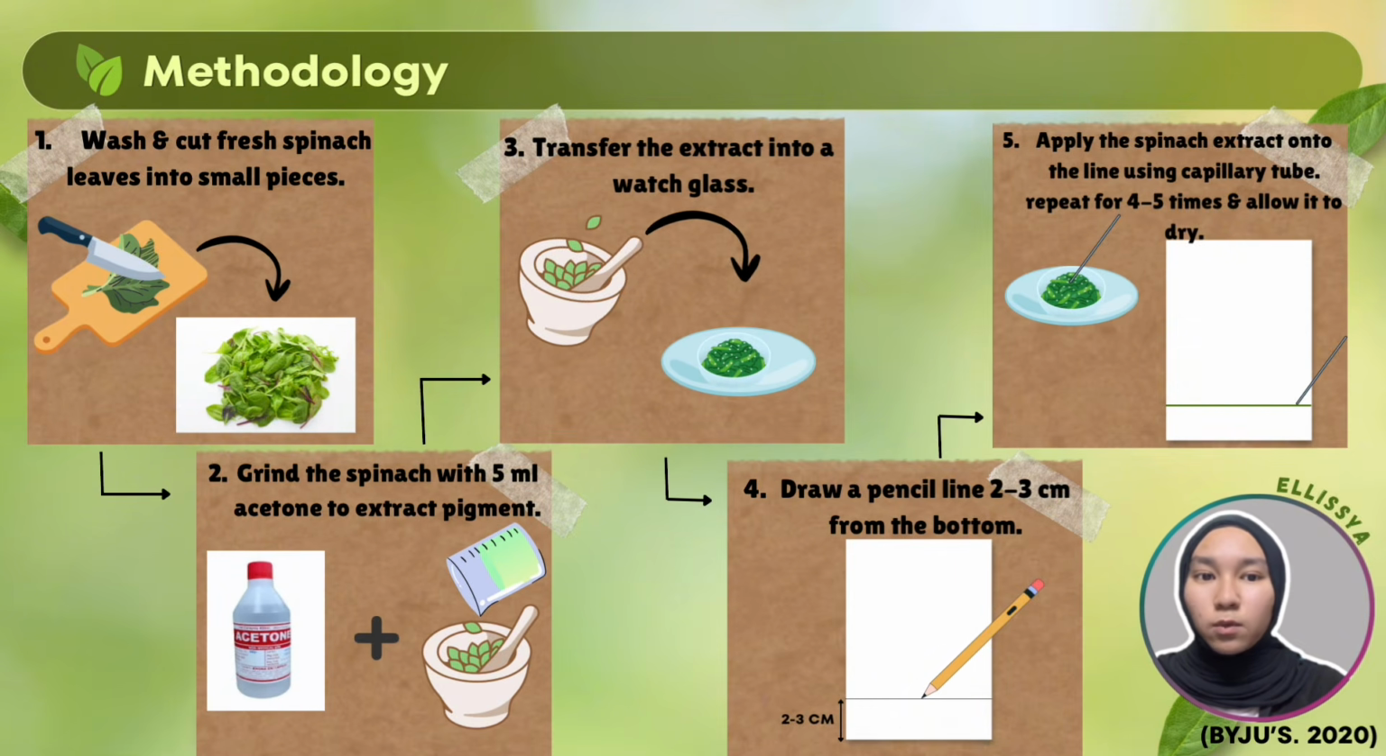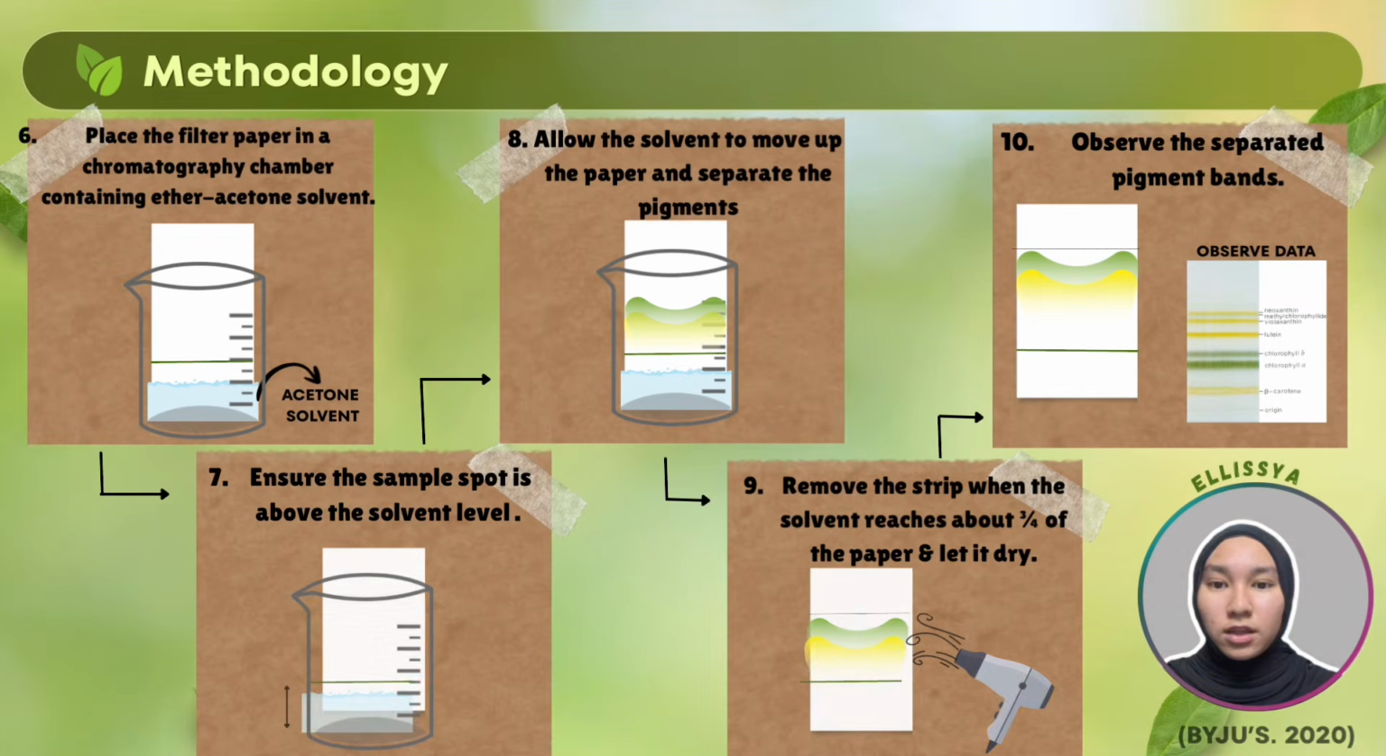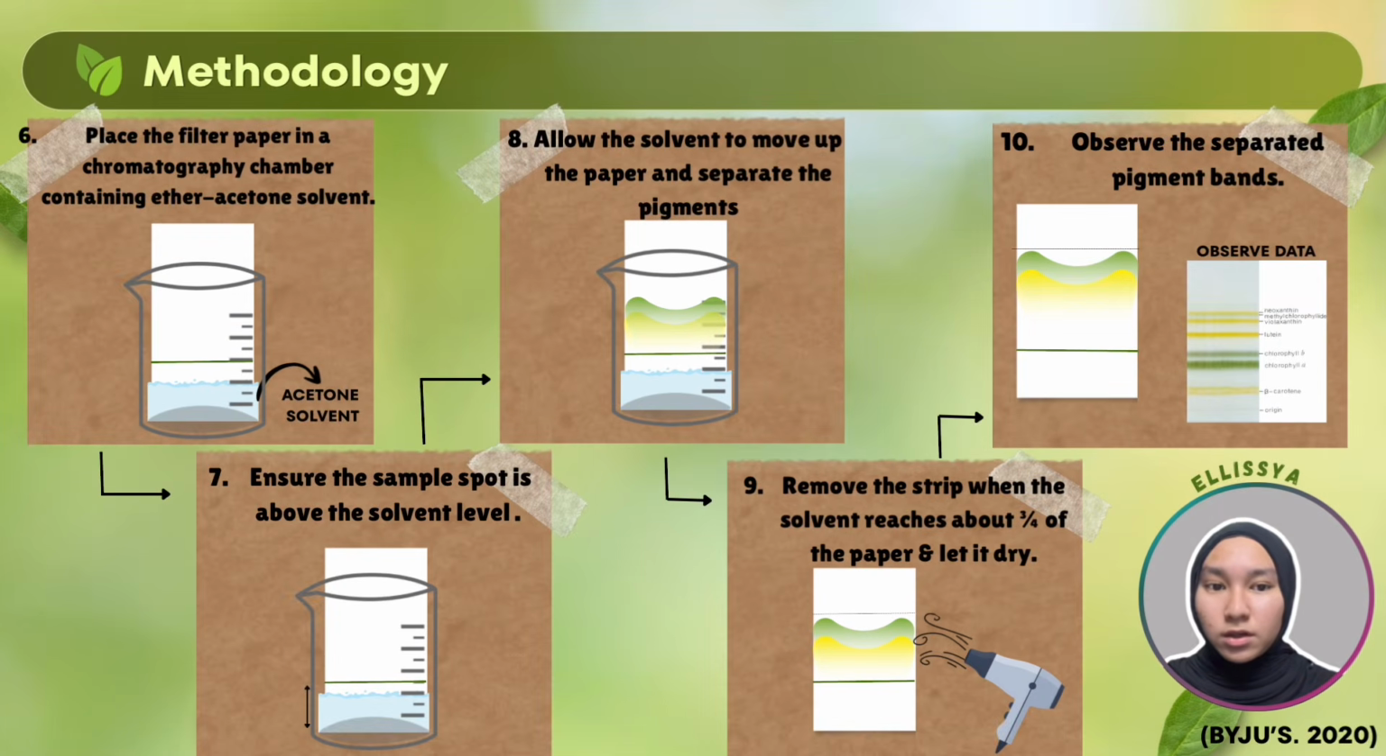The spinach extract was then applied onto the line using a capillary tube several times, allowing it to dry between each application to obtain a concentrated pigment spot. Subsequently, the filter paper was placed in a chromatographic chamber containing the ethyl acetate solvent, ensuring that the sample spots remain above the solvent level.